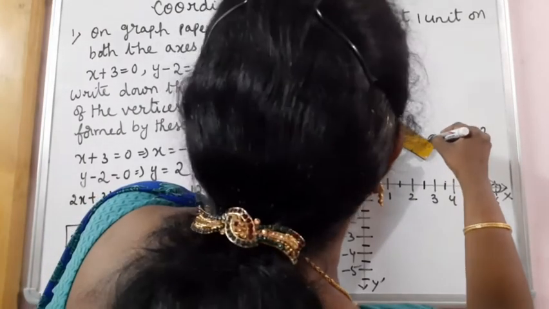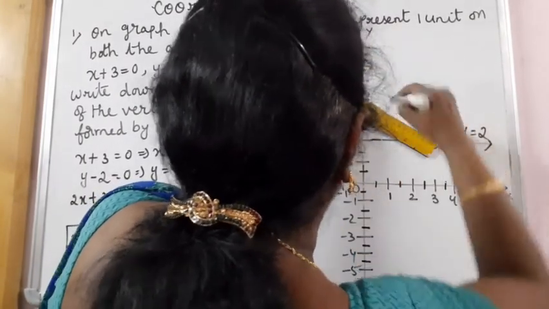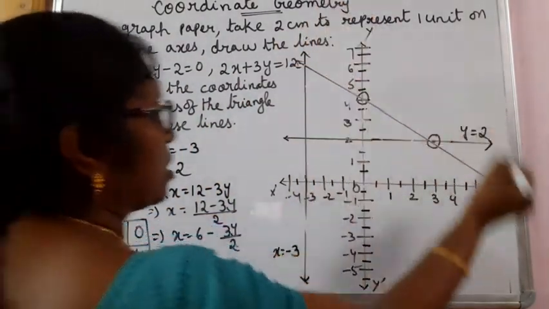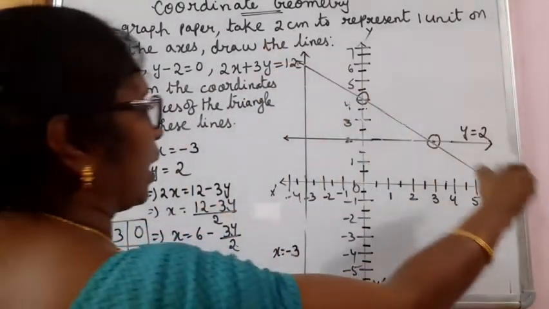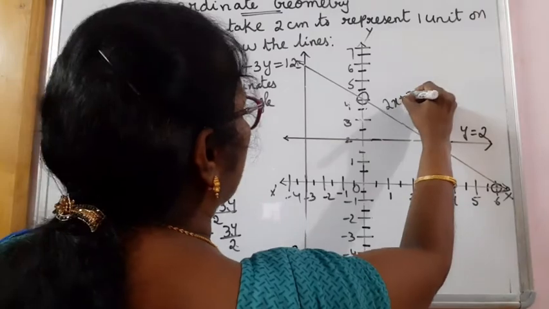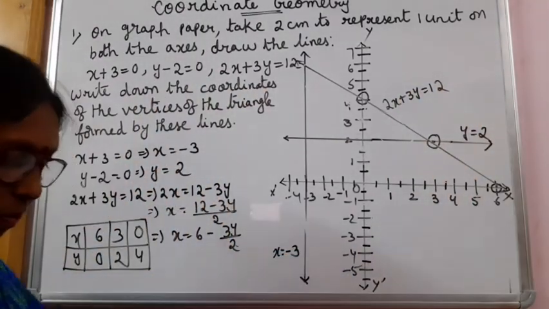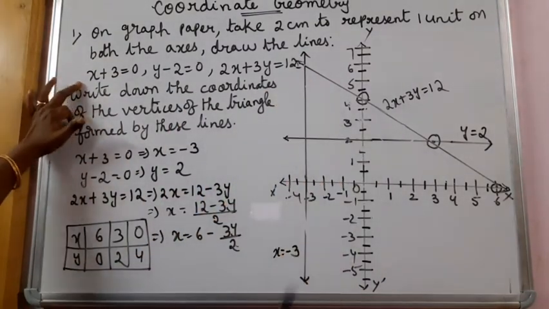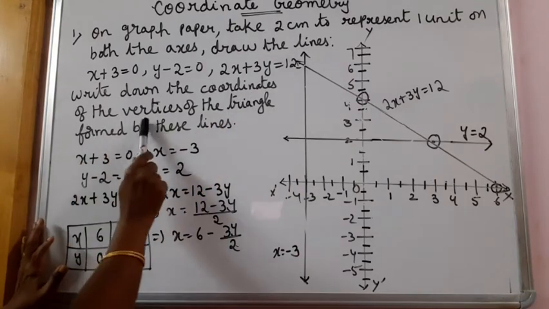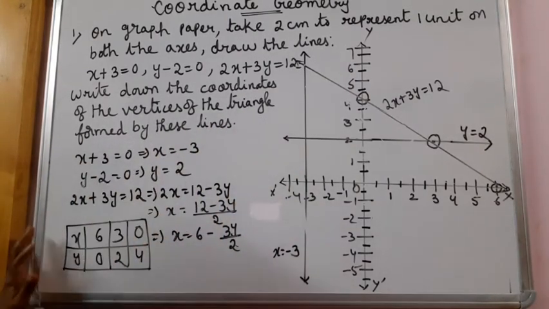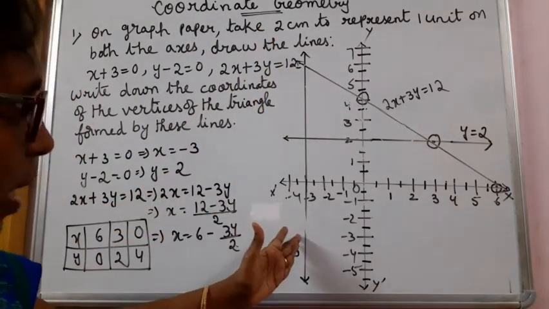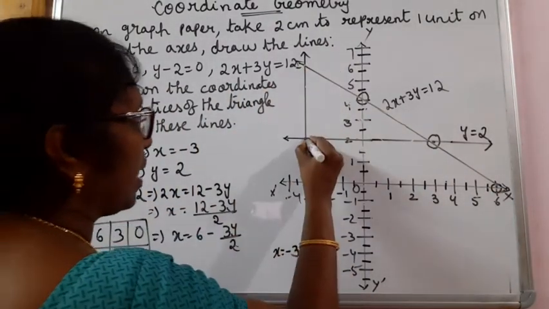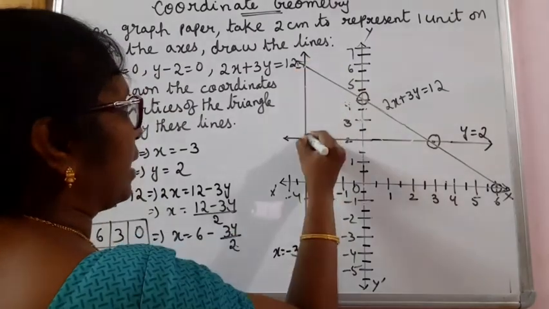Exactly I cannot do, you know that. Okay, so when I have joined and produced, I got the line like this. So the equation of this line is 2x plus 3y is equal to 12. Okay, now the question is, so all these graphs we have drawn. Write down the coordinates of the vertices of the triangle formed by these lines. What is the triangle? This is one line, this is another line, this is another line. That means this is the triangle formed by these 3 lines.